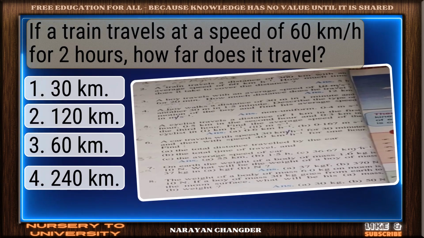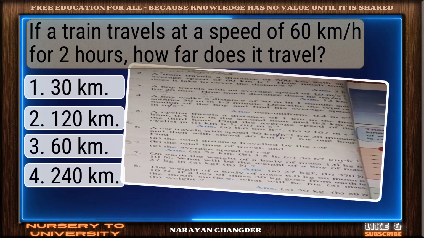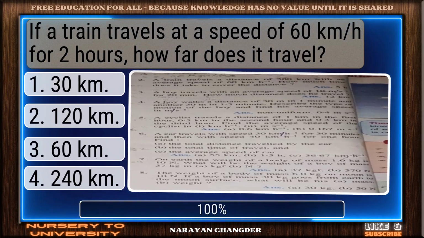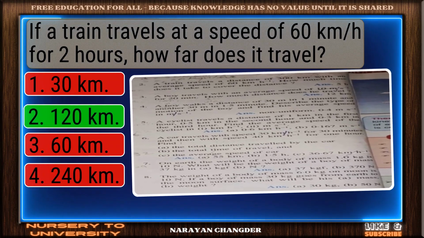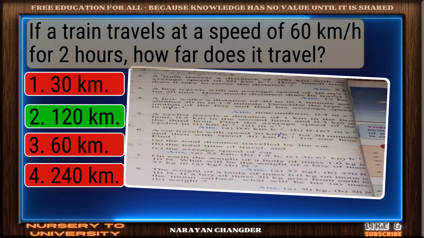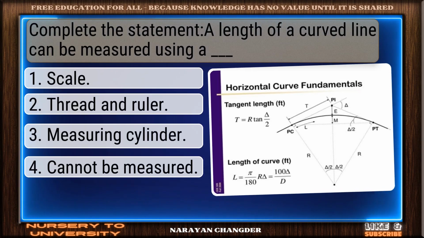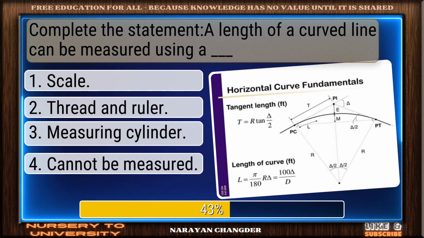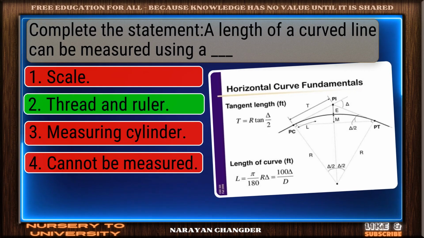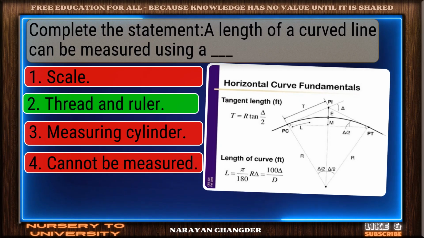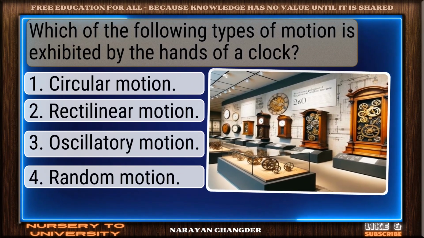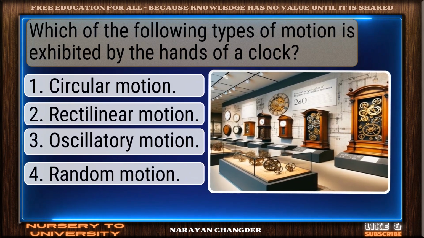If a train travels at a speed of 60 km per hour for 2 hours, how far does it travel? Nice work. You chose 120 km and it is correct. Complete the statement. The length of a curved line can be measured using a dash. You chose thread and ruler, and it is correct. Which of the following types of motion is exhibited by the hands of a clock?